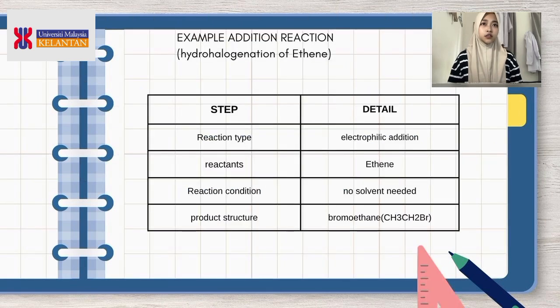An example for addition reaction is hydrohalogenation of ethene. The reaction type is called electrophilic addition. Its reactant is ethene, and the reaction condition is no solvent needed. For the product structure, it is going to be bromoethane.